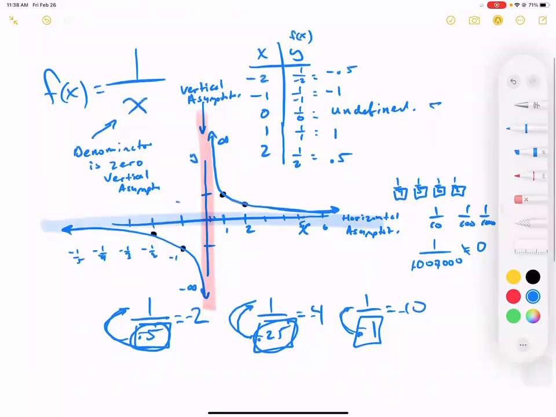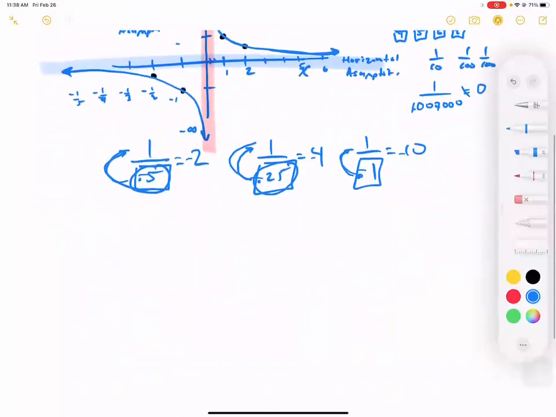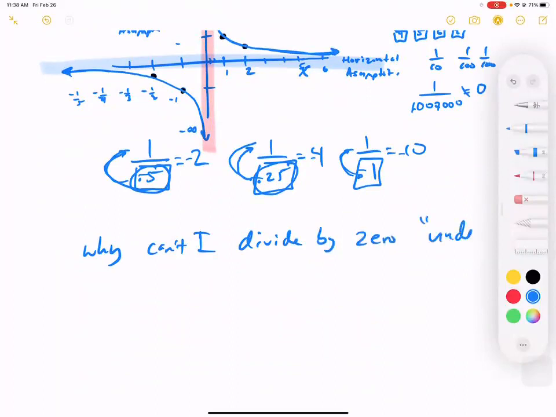Now, to go back and discover what we talked about before, why can't I divide by 0? And why do we call it undefined? What does undefined mean?